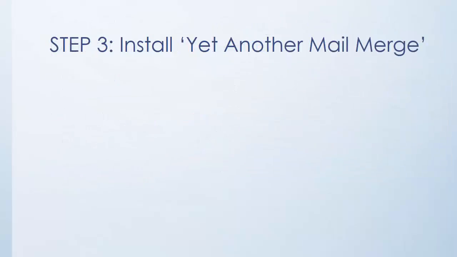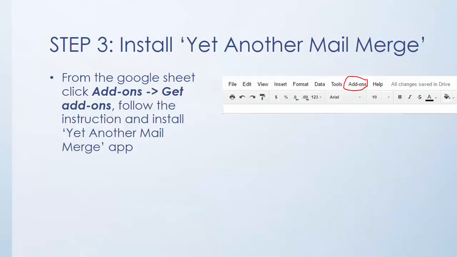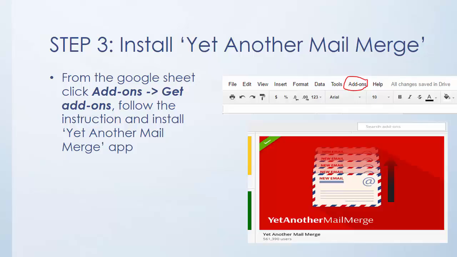Step number 3, you install this application. It's called Yet Another Mail Merge, and the way you install it is from the Google Sheet. You go to Add-ons, Get add-ons, and follow the instructions and install the Mail Merge app. If you have received an email from me with a link, you can click that link and it will get installed.